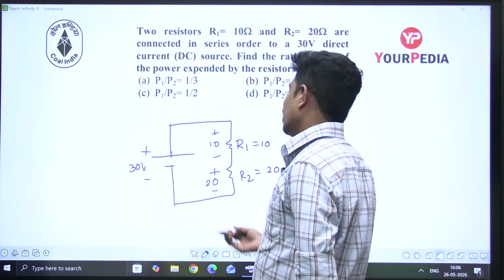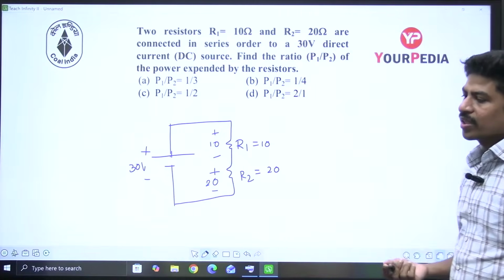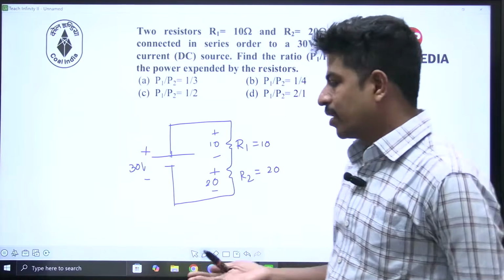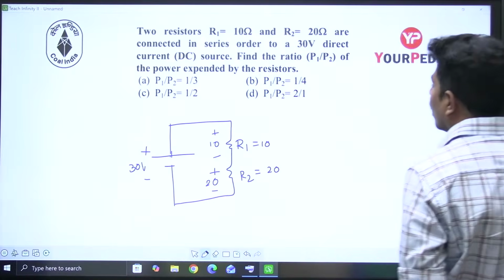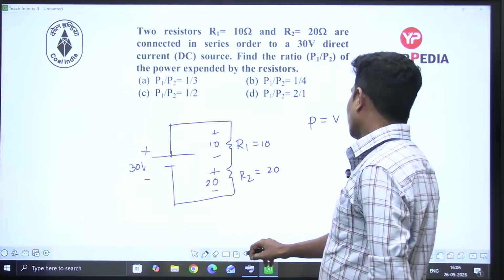Sir, how do you know that? 30 volts among 30 ohms, every 1 ohm will get 1 volt, that is 30 divided by 30. People have given D and C as the options, two different answers. We will check. Now power is equal to I square R, or V square by R.